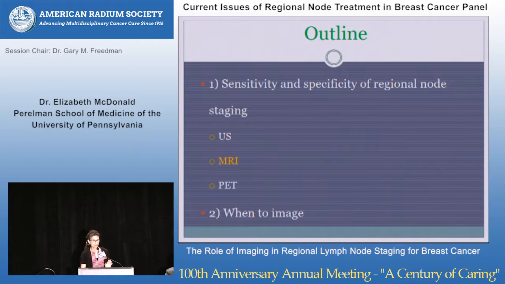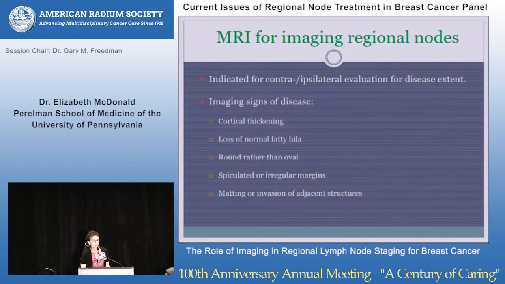So going on to MRI. Now we don't really use MRI to stage regional lymph nodes. An MRI is sometimes done prior to surgery to look for ipsilateral or contralateral disease. This is still controversial in the field. There's about a 3% yield of unknown contralateral disease in all-comer patients who have a newly diagnosed breast cancer.